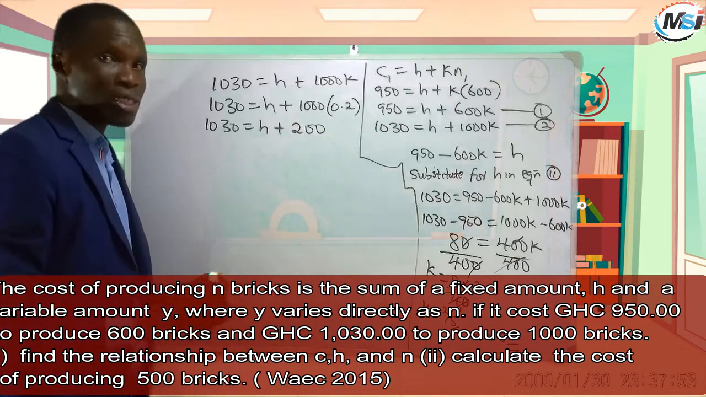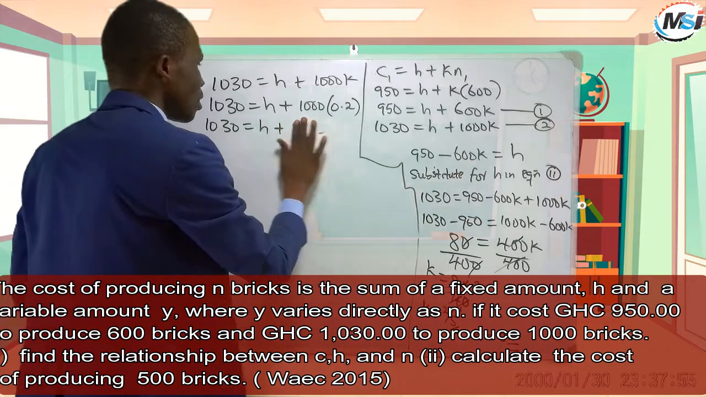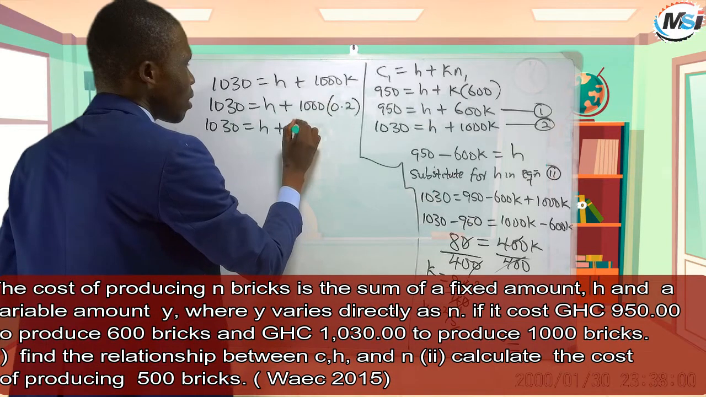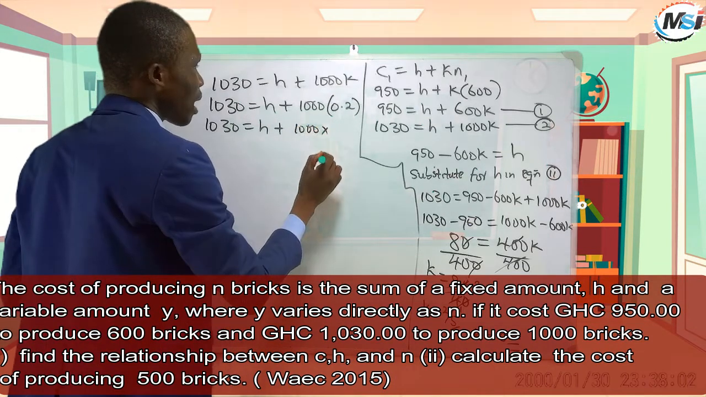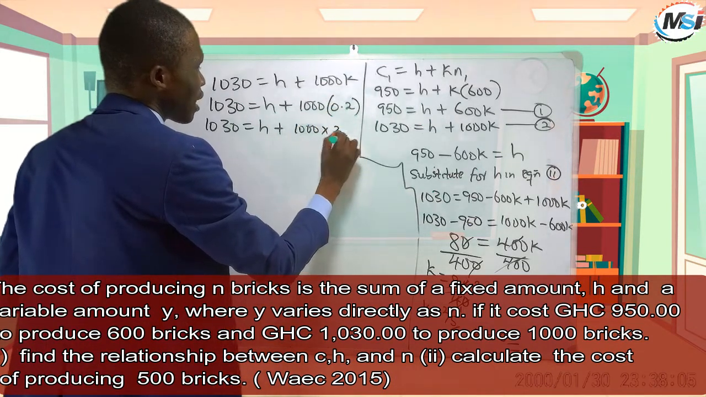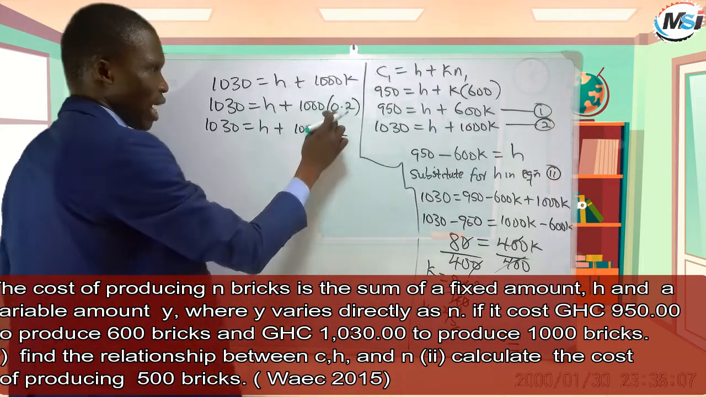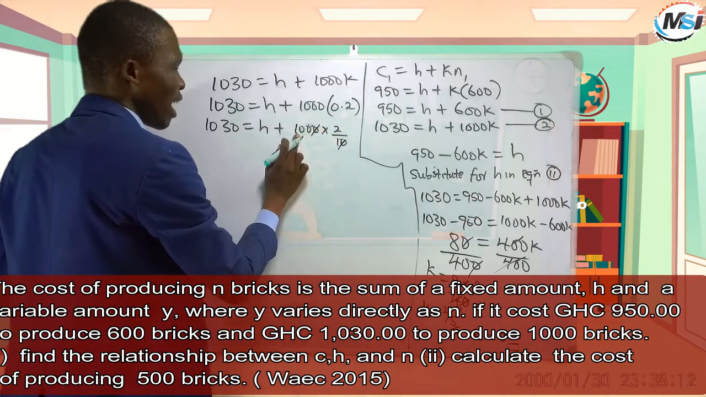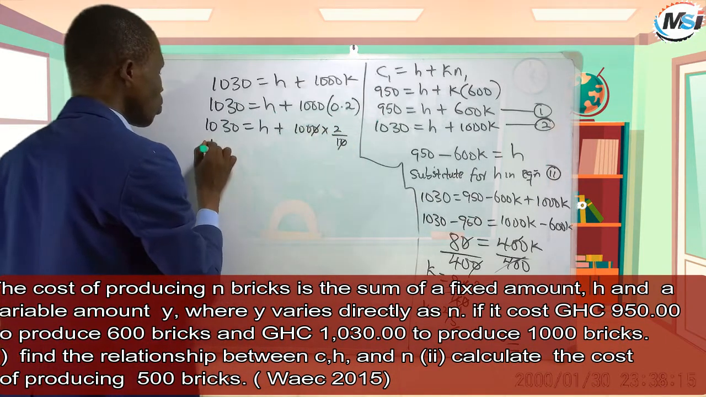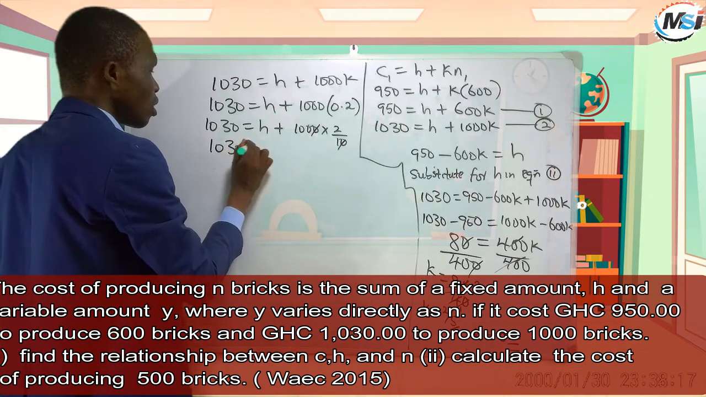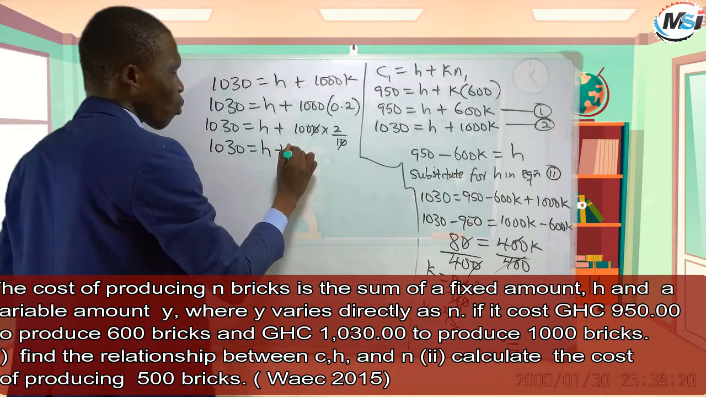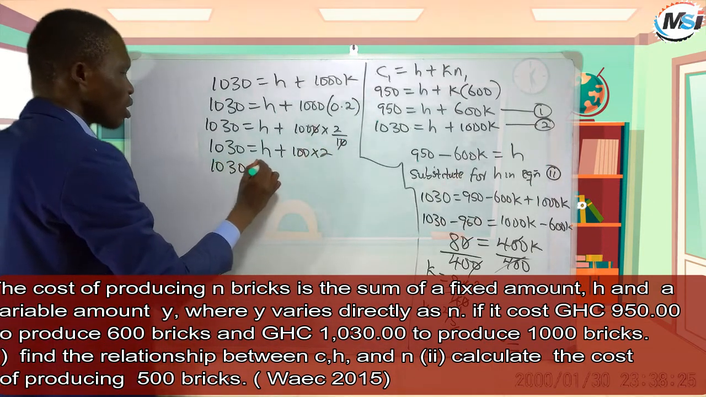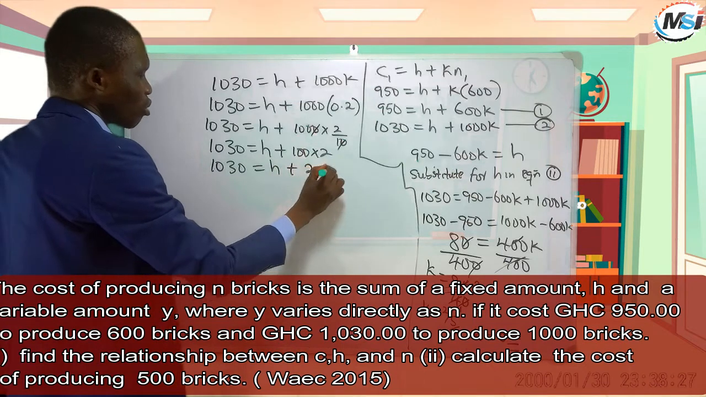And you want to ask me how I get that, so let me solve it so that you know how I got that. Now from here, we have 1000 multiplied by 2 all over 10. I think you understand that. I changed this decimal to fraction. So 0 cancel 0, we have 100 here, we have 2. So this will give us 1030 equals h plus 100 times 2. So this will give us 1030 equals h plus 200.